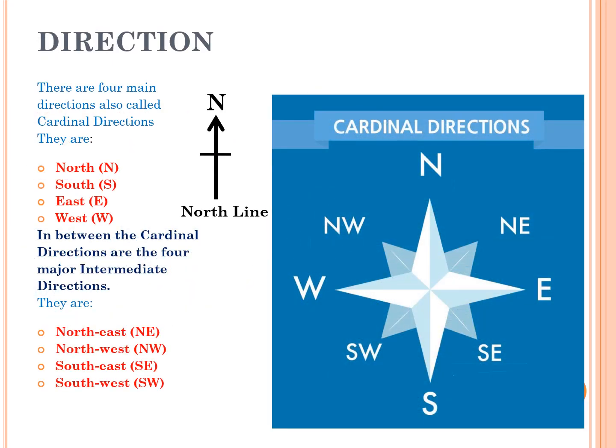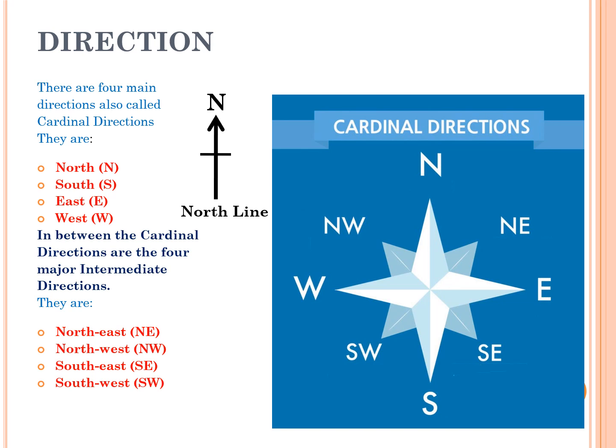You might know the four main directions: east, west, north, and south. These directions are called the cardinal directions. There are four intermediate directions in between these cardinal directions. They are northeast, southeast, southwest, and northwest.